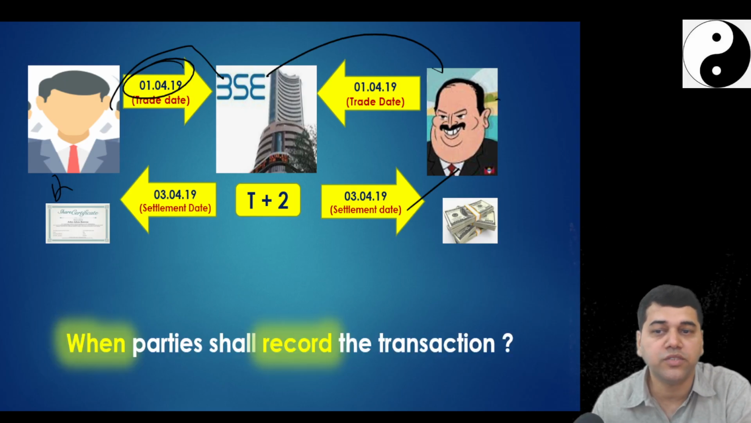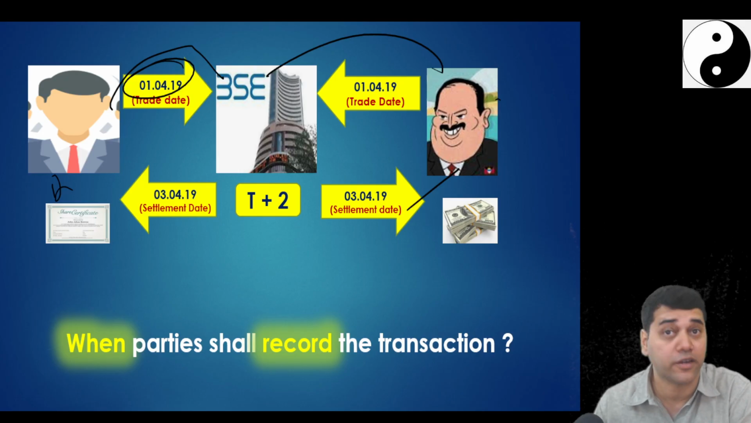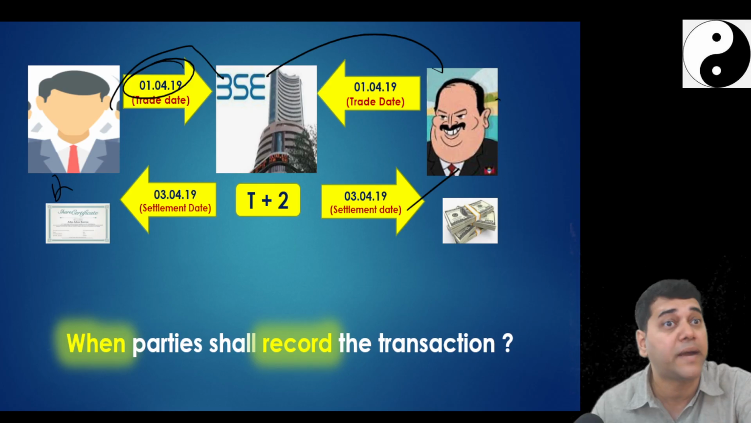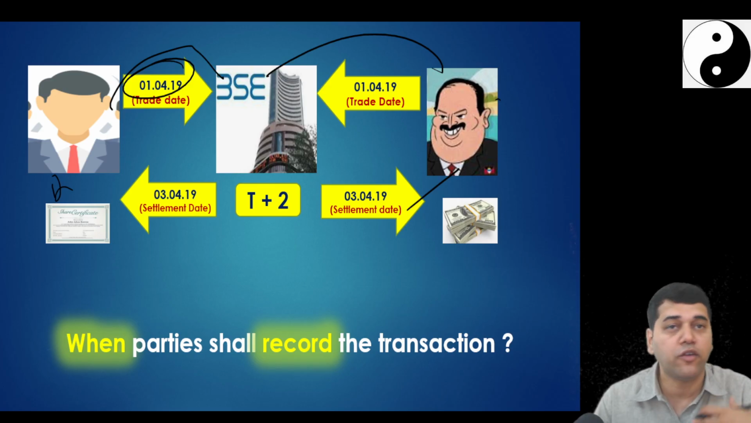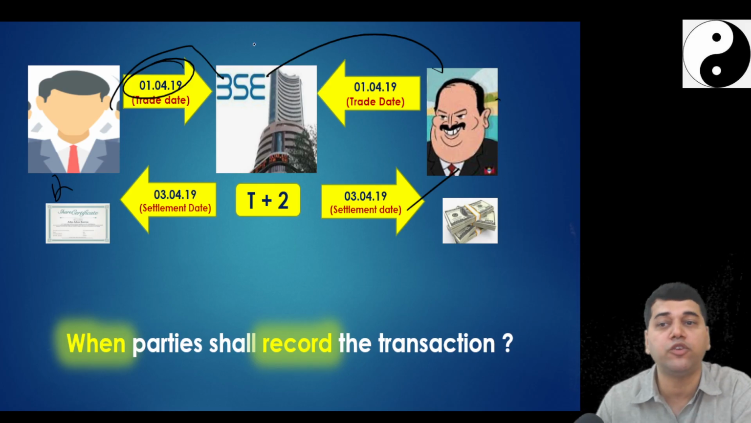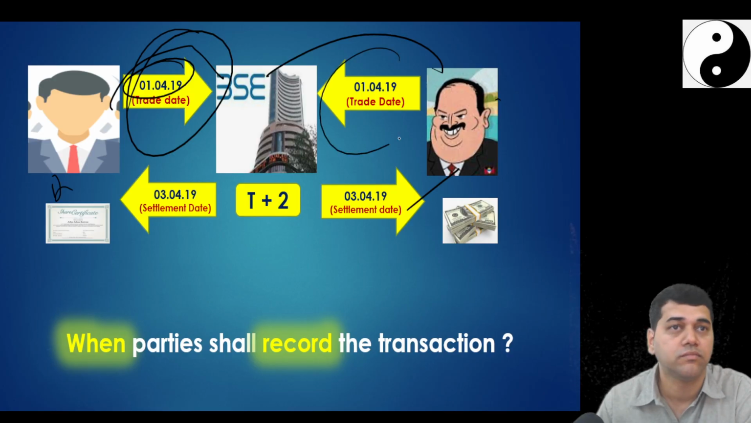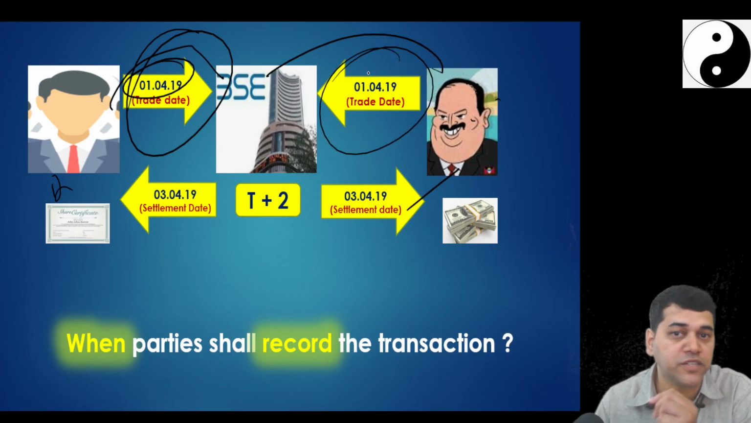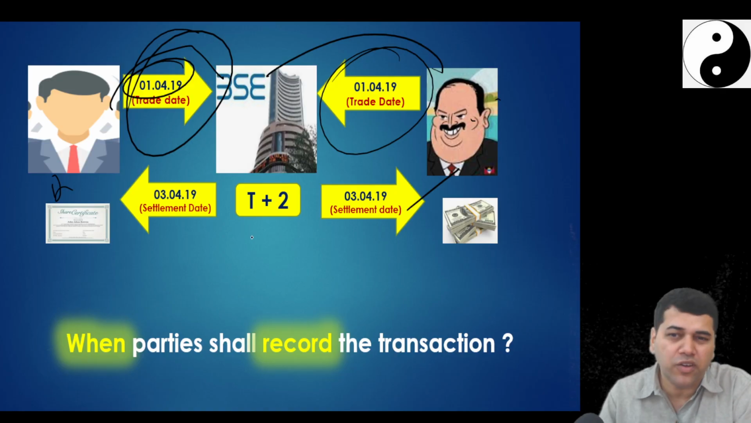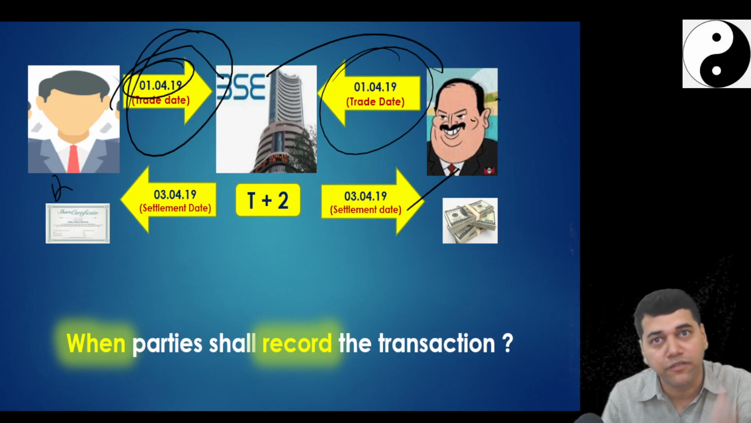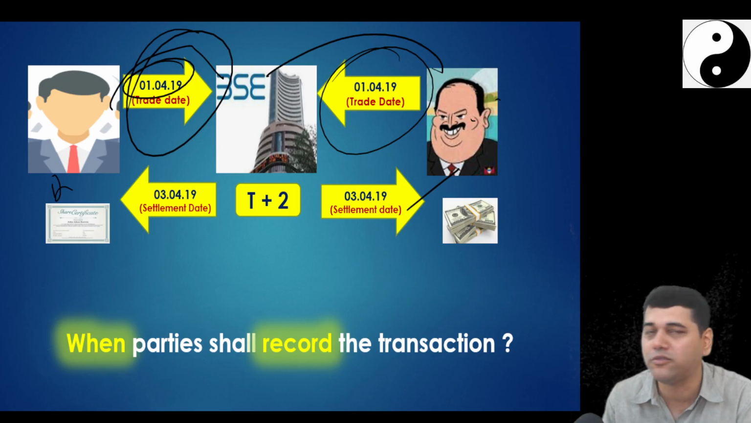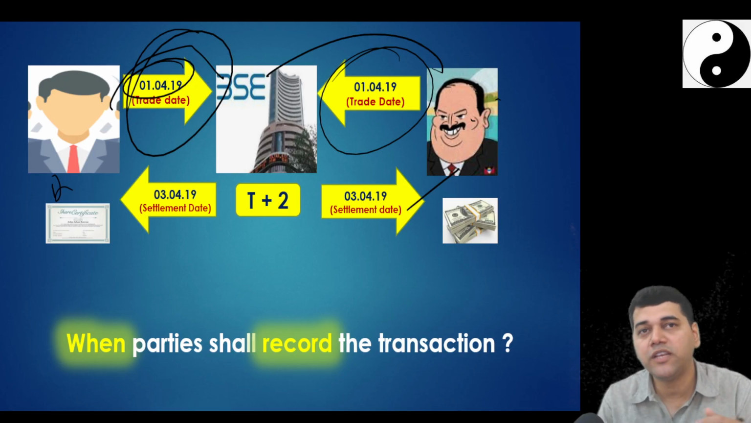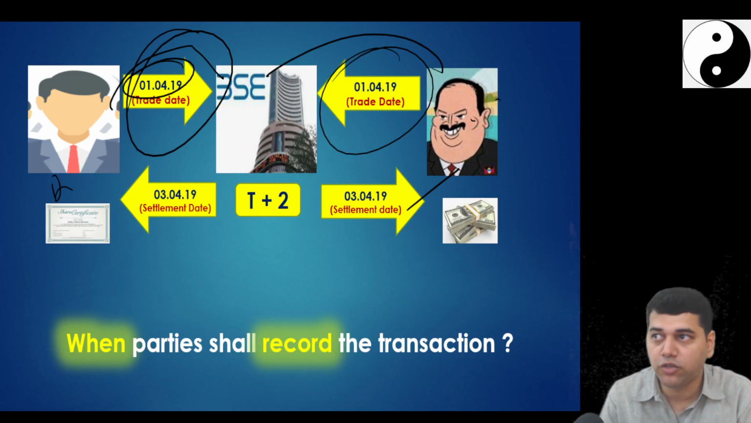So the question comes, when should they pass the entries for recognition? They said when you become a party to the contract. If I go by the definition, I became a party to the contract on this date. So both have to pass the entries on 1st April. But for this type of transaction, for the sake of convenience, because it's just a matter of 2 days, there is one option given to them.